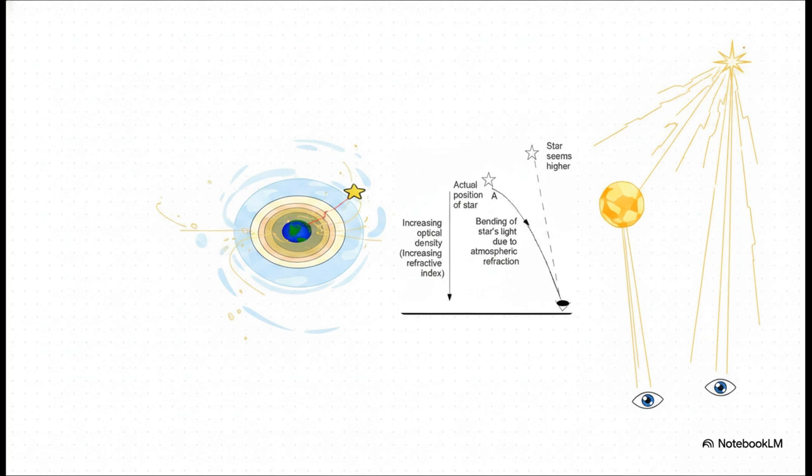Planets, on the other hand, are much closer to Earth. They act as extended sources of light, almost like a collection of many point sources. All those slight variations in refraction average out to zero, completely canceling the twinkle.